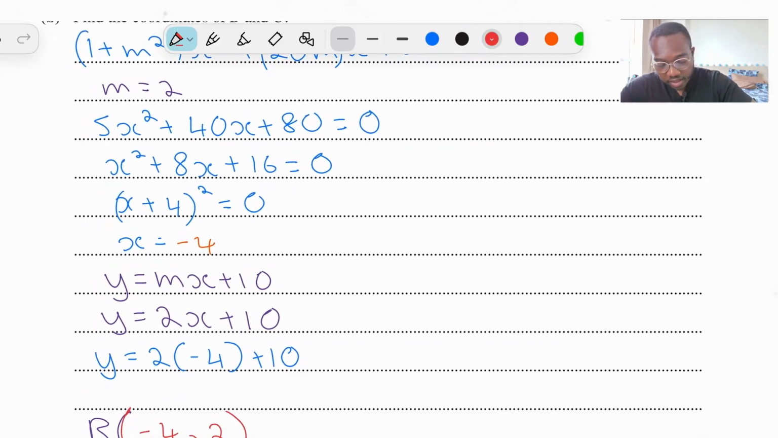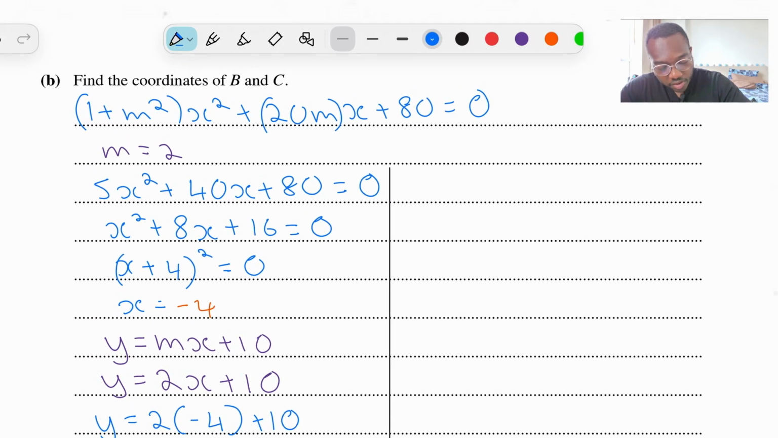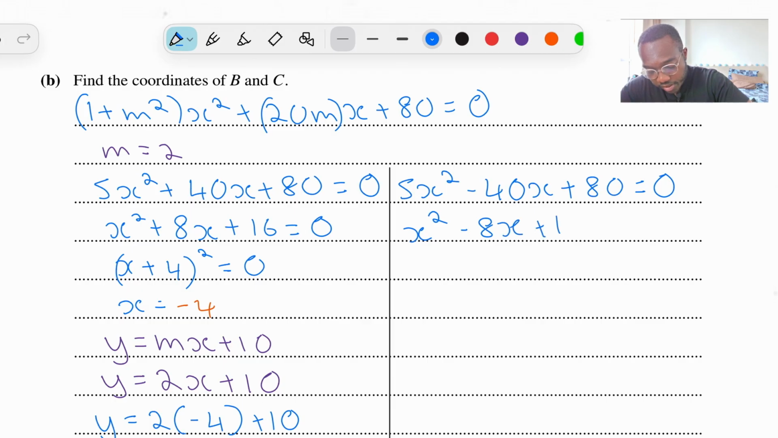Now we need to do the same thing for the c coordinates, when m was minus 2. So when m was minus 2, we would still get 5x squared. This would change, now it would be minus 40x. We still get 80 equal to 0. Again, we can simplify down, so we get x squared minus 8x plus 16 equals 0. And this one would be (x minus 4) all squared equal to 0. Therefore, in this case, x would be 4.